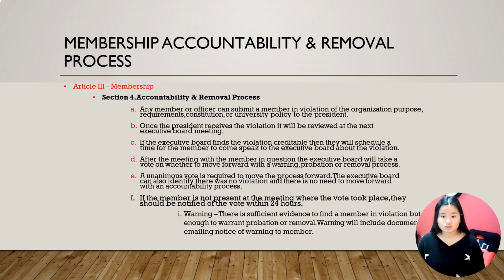Another one that we want to include is the accountability and a removal process. So in case a member is in a situation where there needs to be accountability held, or if they're in the process of being removed, what does that process look like? So that could be any member or officer can submit a member in violation of the organization purpose form, and then having the officers or the advisor go over that form and coming to a consensus of whether or not there should be repercussions of what the member did in the organization.